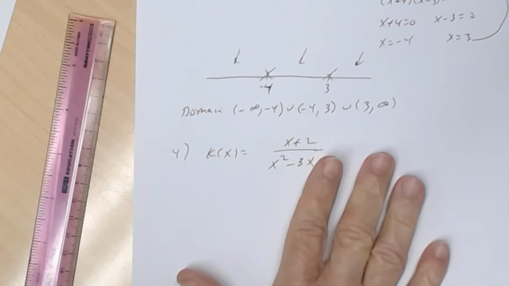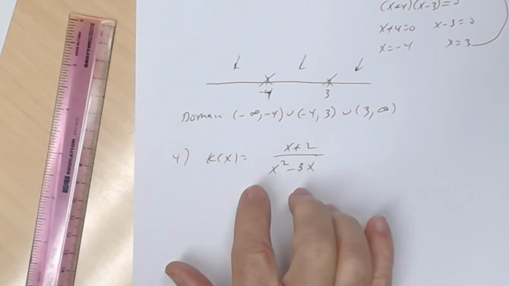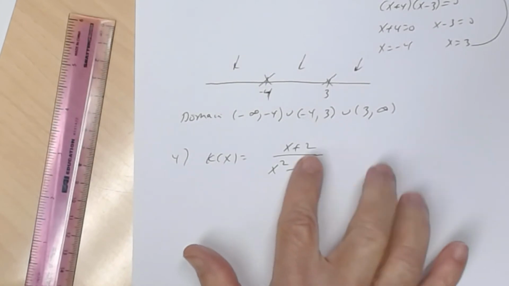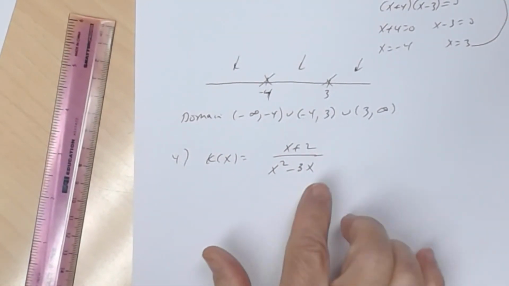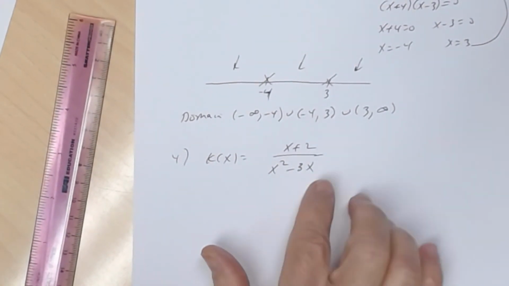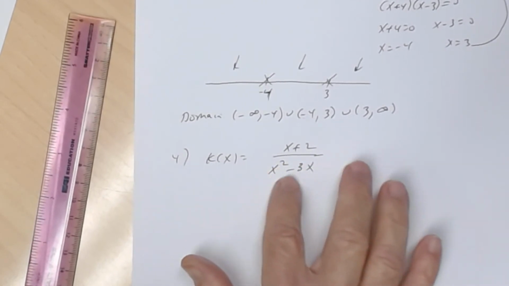Now remember, do I need to worry about what makes the numerator 0? No, because when finding the domain of a rational function, you're looking at what makes the denominator 0. So the numerator doesn't come into play at all in determining what your domain is. Remember, all we're doing here is just finding the domain. So we've got to figure out what makes this equal to 0.